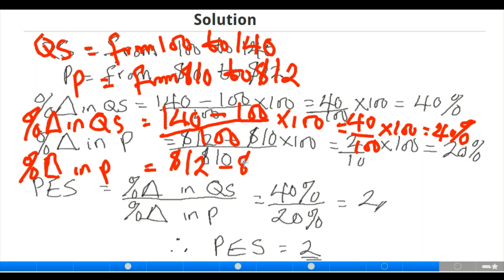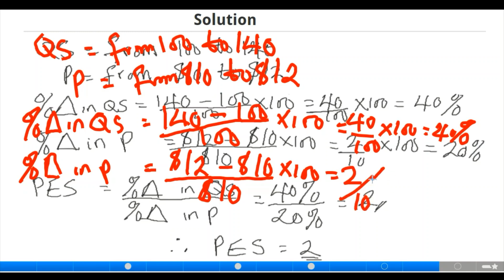Now moving to our percentage change in price, where we have our new price of $12 minus our old price, which is $10, divided by the old price again, $10, multiplied by 100. Here we have what? 2 divided by 10 multiplied by 100, which gives us what? Of course, 20%.